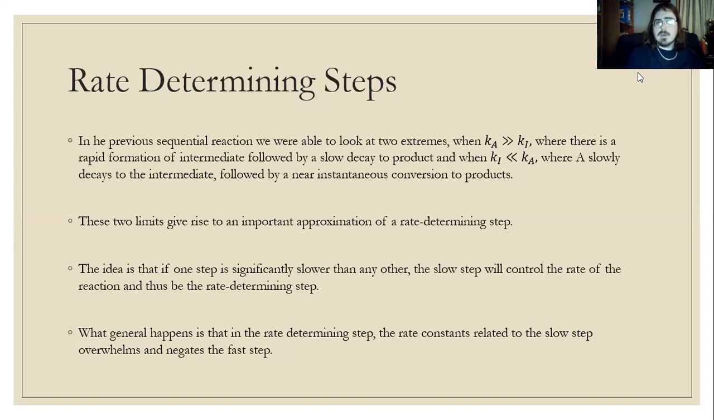The two-step reaction, which one is faster? Is the first step faster or the second step faster? And that will play a part in when we look at the overall rate law. These two limits give rise to important approximations. So the idea, one of these is much slower. The slow step will actually control the rate that we observe, regardless of the other step. What generally happens is the rate determining step, the rate constant related to this slow step, will overwhelm and negate whatever the fast step is. So we won't really care about the fast step.